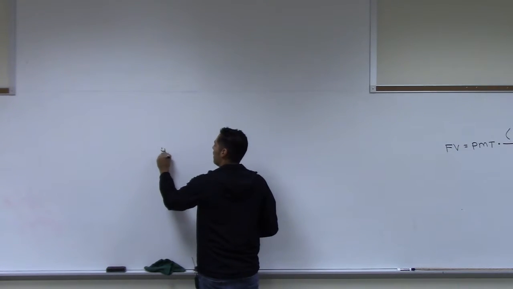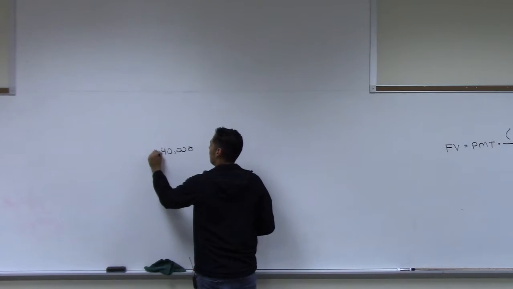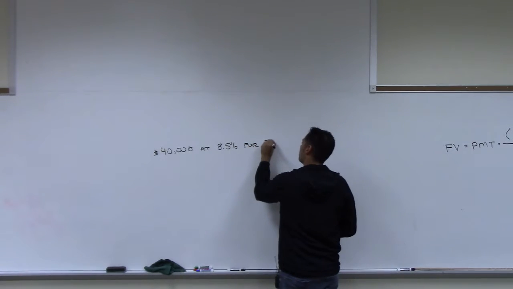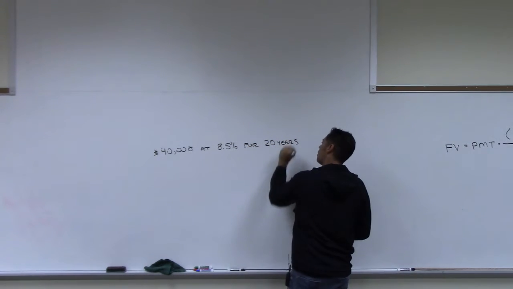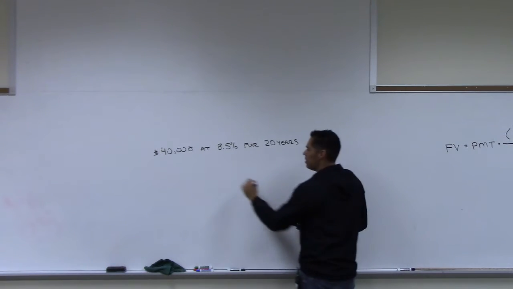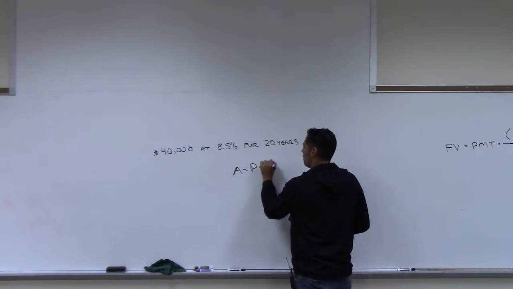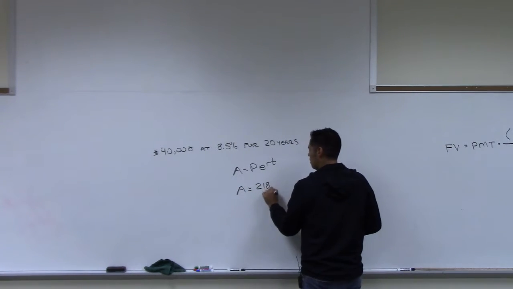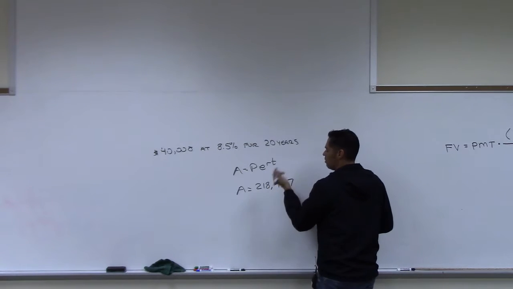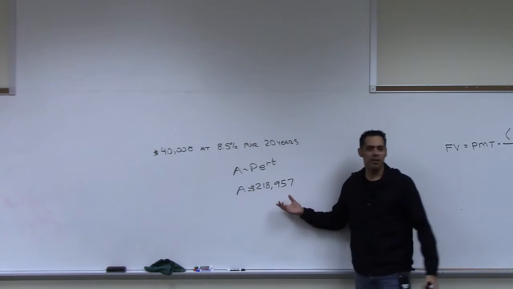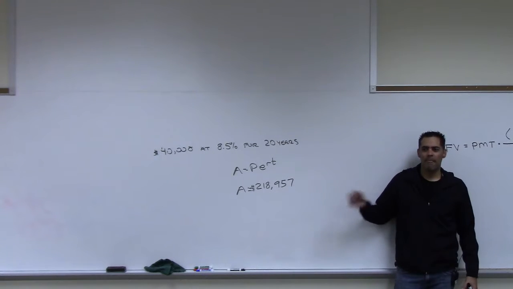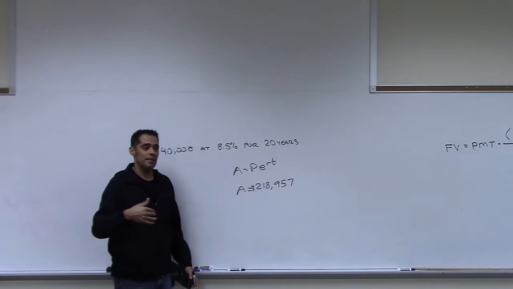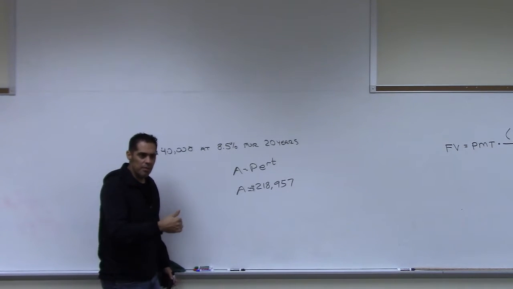So if you put 40 grand in right now into the bank at 8.5% for 20 years, right? Then we're trusting this calculation. A is PERT. What'd you get? 218,000. 957-ish, close enough, okay? Why so much more money? Because it started at 40,000, right? And your other money, it started out at 2,000, right?